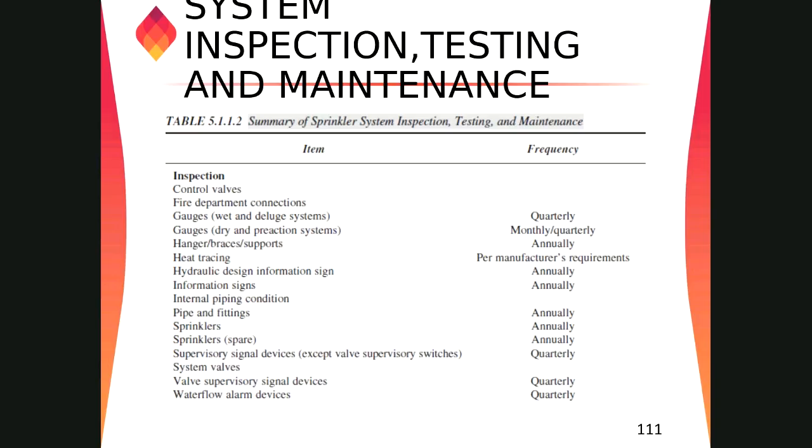And here we have, from NFPA 25, chapter 5, the frequency of the testing, right? What is the frequency of testing for fire protection systems? So if we have the pressure gauge, right? For the pressure gauge on wet or deluge systems, we have to check quarterly, right? Pressure gauges for dry and pre-action systems, we have to check monthly. For the hangers, the heat testing, all those things we have to refer to table 5.1.1.2.